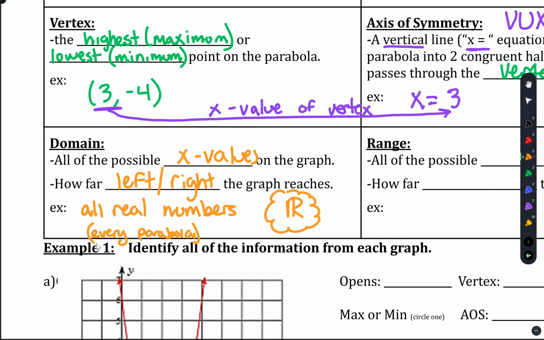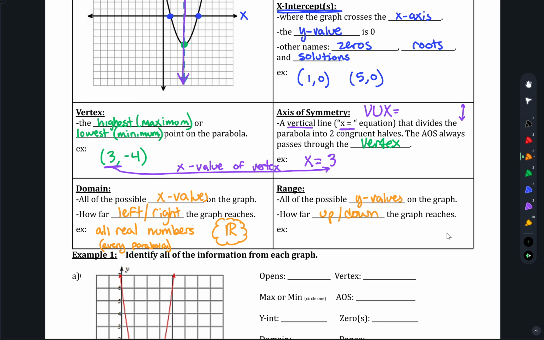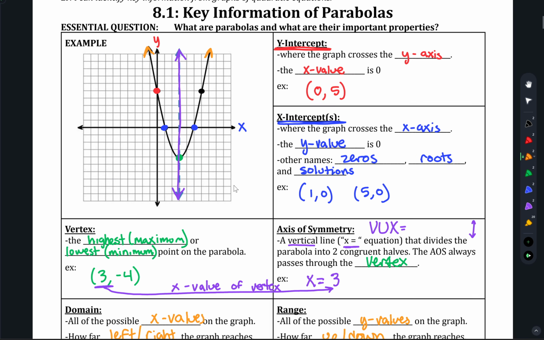The other part is range. So if domain tells me how far left or right it goes, range is going to talk about the possible y values, which tell me how far up or down a parabola goes, or a graph goes. Okay, this is one that's a little bit weird. So I'm going to go to my graph.